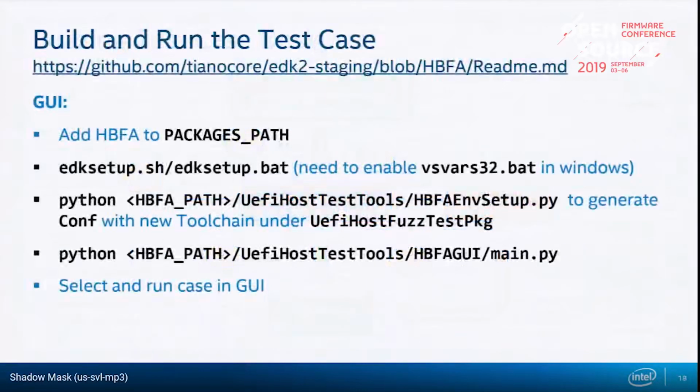There is a GUI way of running the tests. You add HBFA to your packages path. That's part of your EDK2 environment setup. You'll set up the EDK build environment for Linux or Windows. There's a Python script that you run to generate the configuration with a new tool chain. That'll set up the host fuzz test package. It's really hard to read camel case in the morning. And then you run a Python script that starts the GUI, and then the GUI allows you to select the different test cases. This depends entirely on which test apparatus you've installed. You have the option of installing every single thing that HBFA supports or just doing a subset.